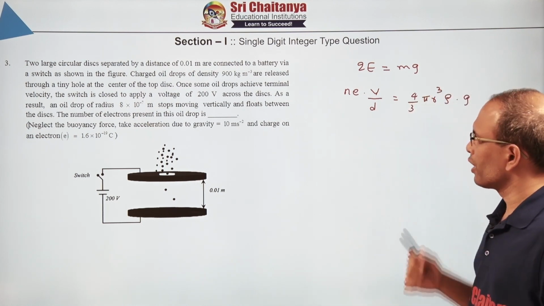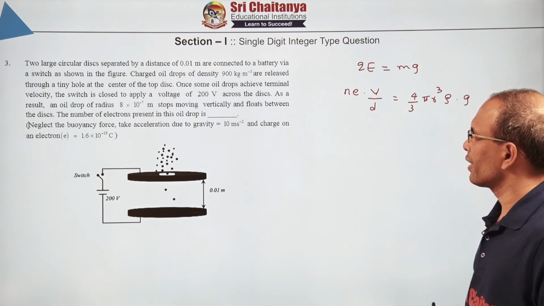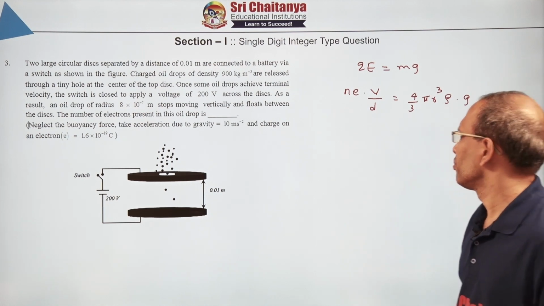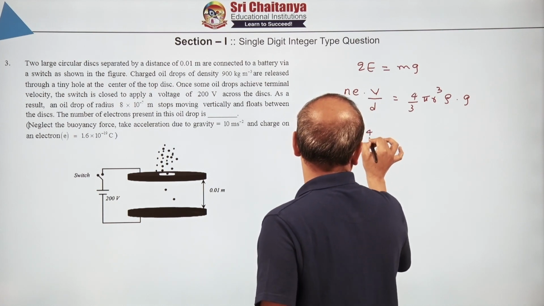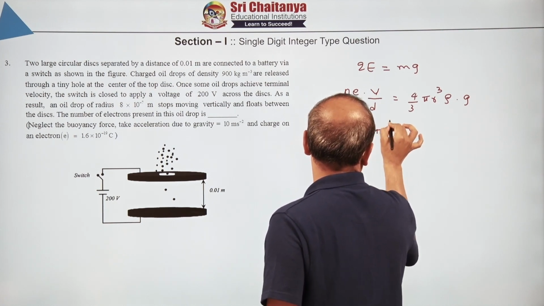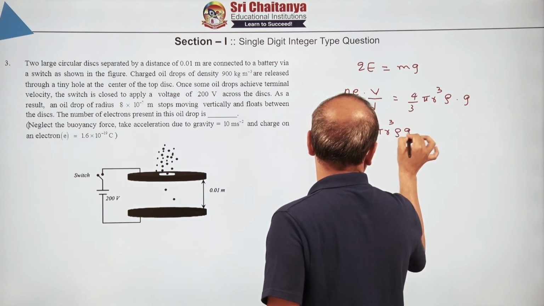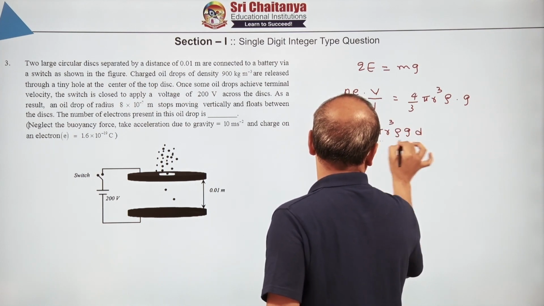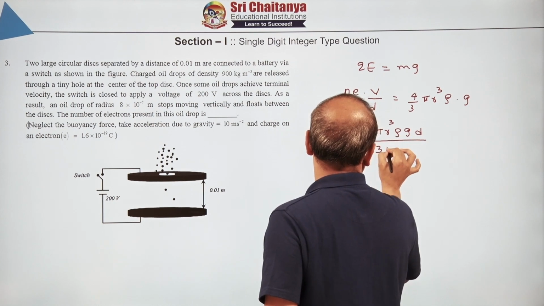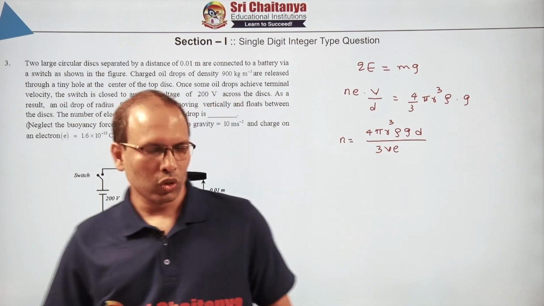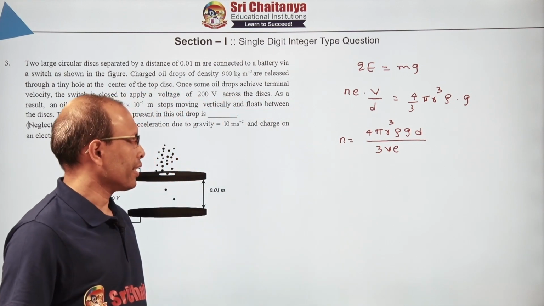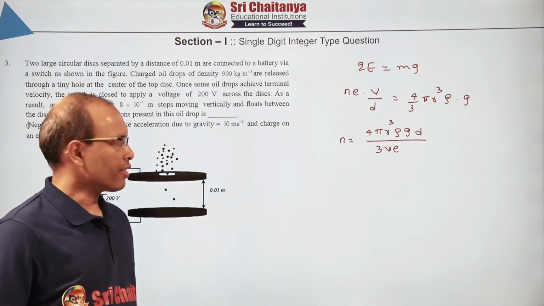Now substitute these values, we get the value of n, that is the charge of this particle. So we get n is equal to 4 pi r cube rho g d by 3 V e. So when you solve this, we will get the answer for n. So this is the third question.